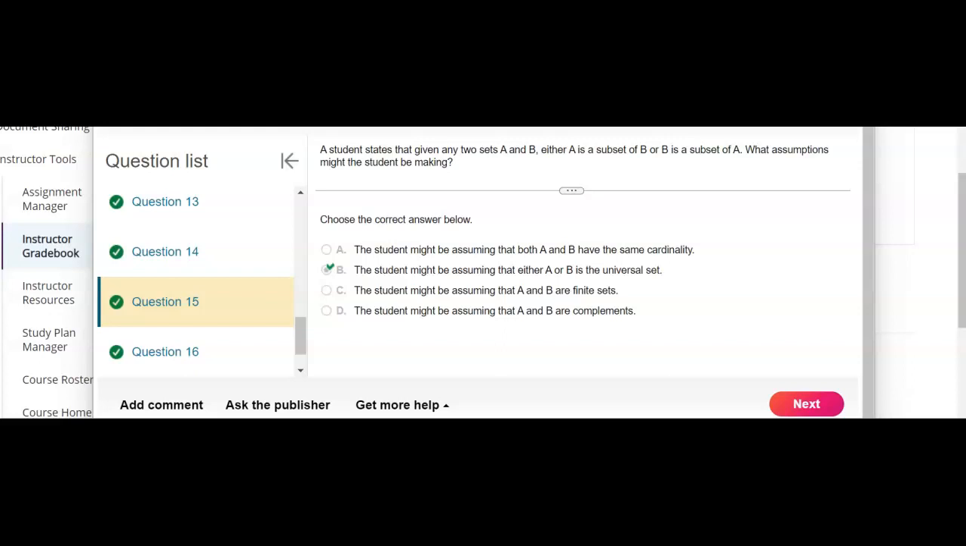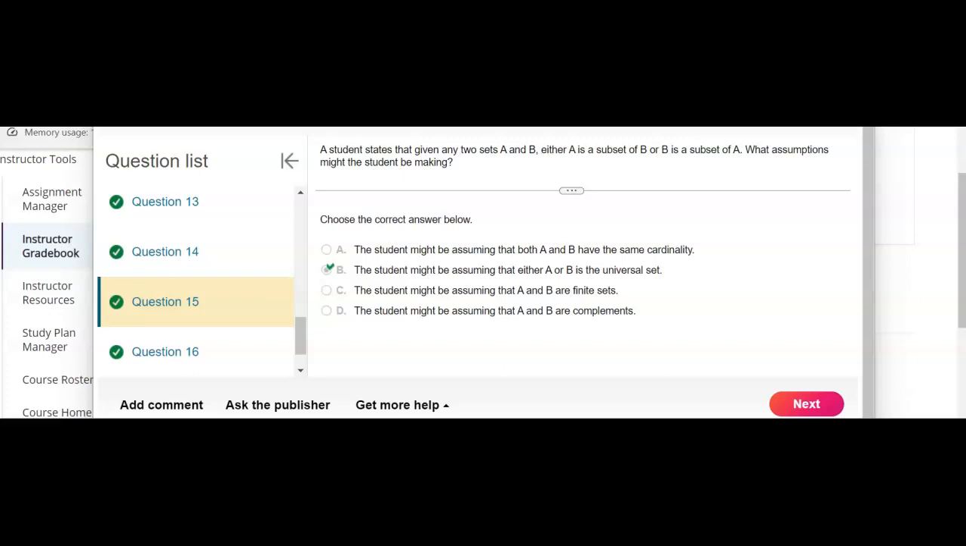Okay, for this problem, it says a student states that given any two sets, A and B, either A is a subset of B or B is a subset of A. What assumptions might the student be making? When you think about the definition of subset, it's a set within a set, and so there are elements that those two sets have in common.